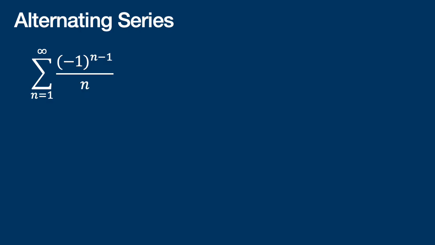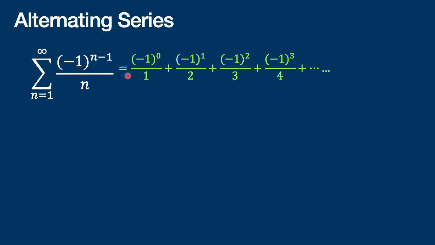Let's have the first example, guys. Look at this one here. This one is a form of alternating series. This one represents the alternating sign. Let's expand this one right here. So n equals 1, negative 1, power is 0, denominator 1. n equals 2, power is 1, negative 1 to the 1, denominator 2. n equals 3, power is 2, negative 1 to the 2, denominator 3.